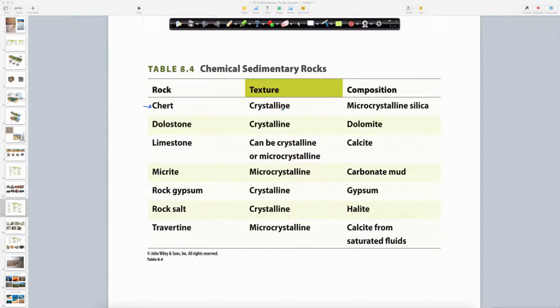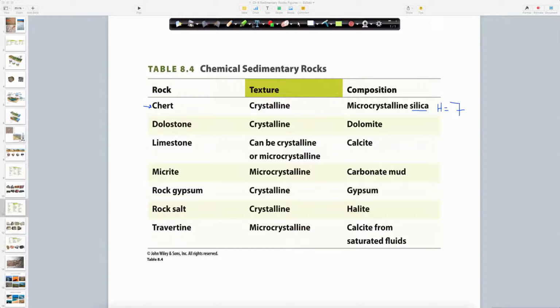Chert is microcrystalline or crystalline, and it's made out of silica. It has a hardness of 7. So the easiest way to tell if it's chert: you're not going to be able to see any grains. It's only made out of quartz, and it's going to have a hardness of 7, so it will scratch the streak plate instead of leaving a streak.